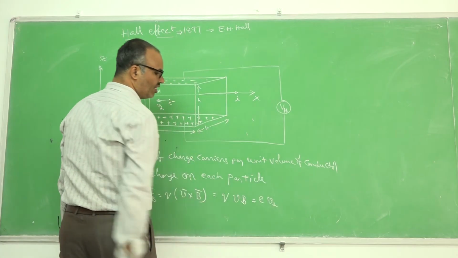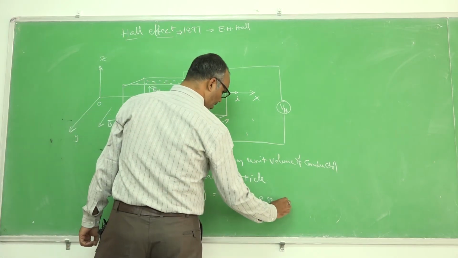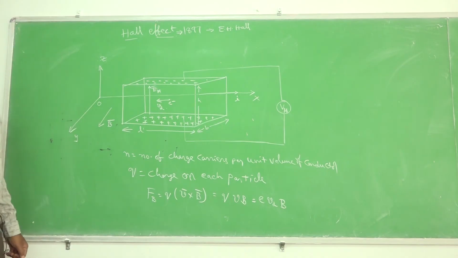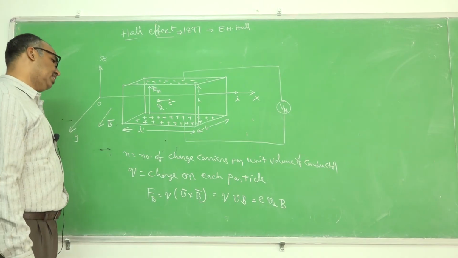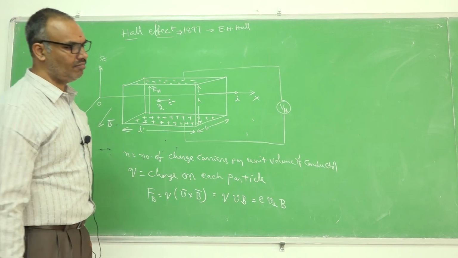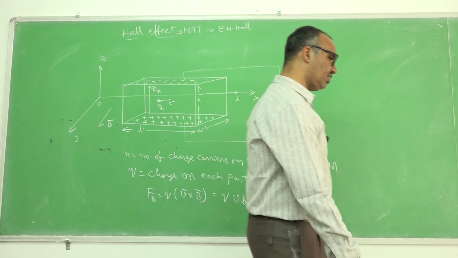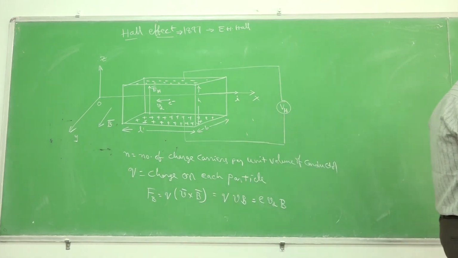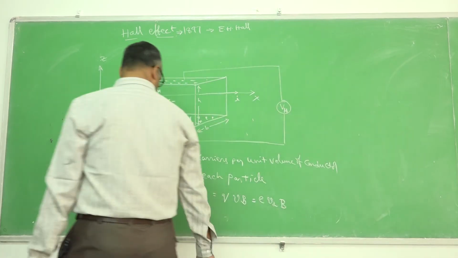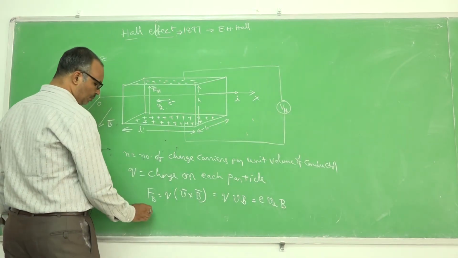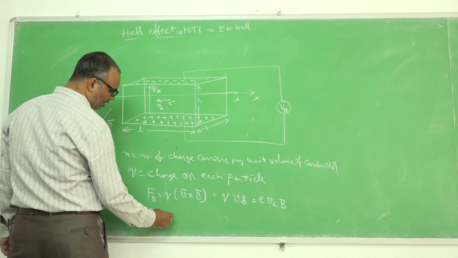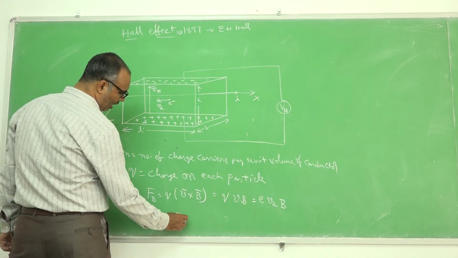Electrons are moving with a drift velocity Vd in a magnetic field of strength B. This is the force experienced by the charged particle because of the magnetic field. The same electron will also experience a force due to the electric field. Force due to the electric field is given by eE.